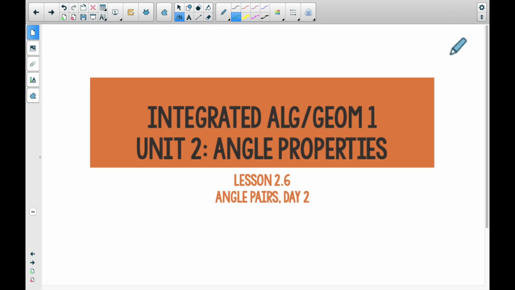Hi everybody, this video today is going to be talking about angle properties. We're talking about angle pairs. So the other day we talked about some angle pairs, and today we're going to talk about some more different kinds of angle pairs. This is going to be our last lesson in Unit 2.